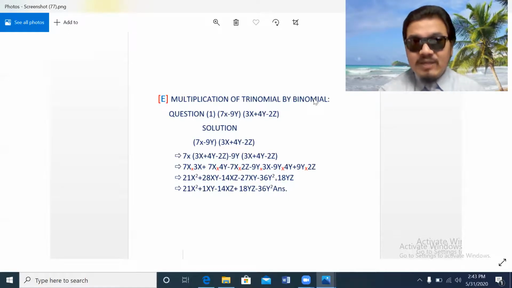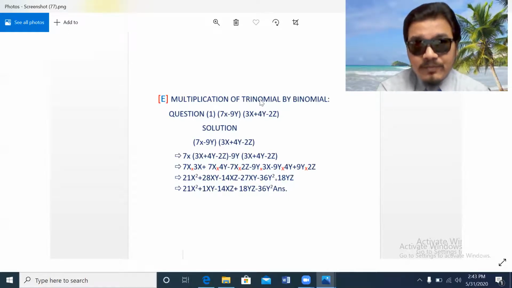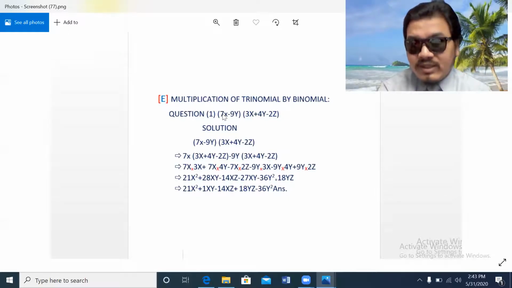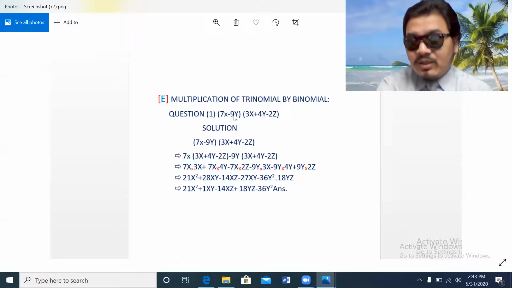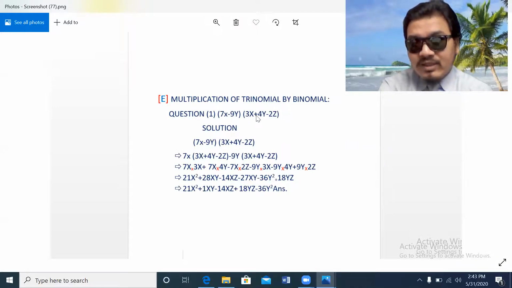Look, here is the example. One question is solved here. This first expression is 7x minus 9y, because there are two terms, one is 7x and this is 9y. This is a binomial, and this is a trinomial. Look, one is 3x, this is plus 4y and this is minus 2z.